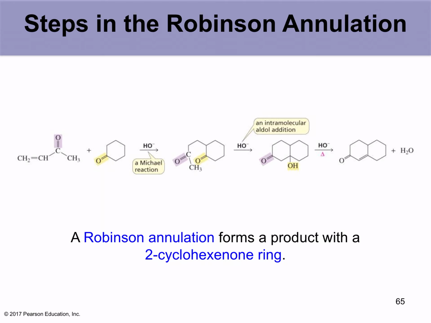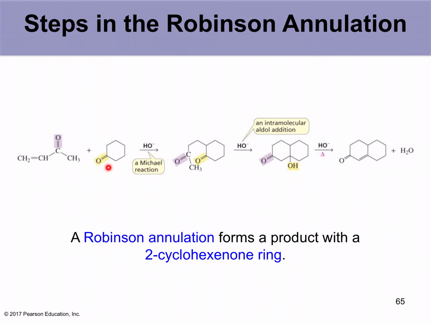So by starting with two compounds, we can make a new ring attached. You will see a lot of organic molecules have ring structures. For example, cholesterol has 4 rings, and many natural products have many rings in them. So it's a good thing to know how we can make rings when we are synthesizing a product. So the Robinson annulation, that process forms a product with the 2 cyclohexanone rings.